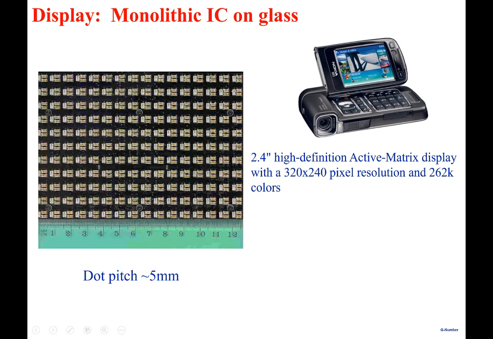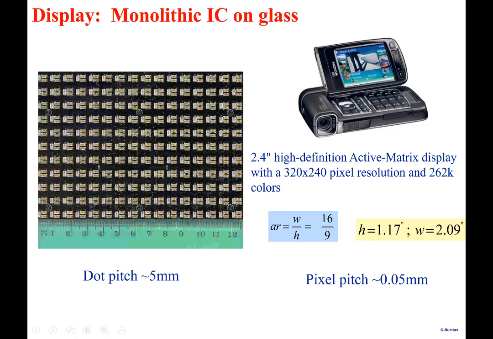Even a very old phone, a Nokia phone, 2.4 inch, has a very low resolution, 320 by 240. If we do the calculation based on the height and the width of the display, this low resolution display requires a pixel pitch of 0.05 millimeter.